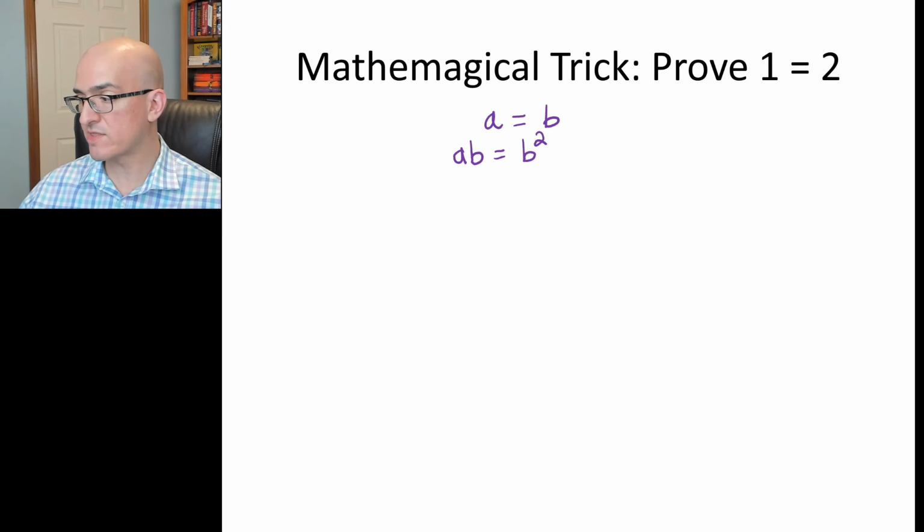When we cancel b minus a, we are dividing by 0. And that's why this happened. That's how serious it is to divide by 0. Everything breaks.